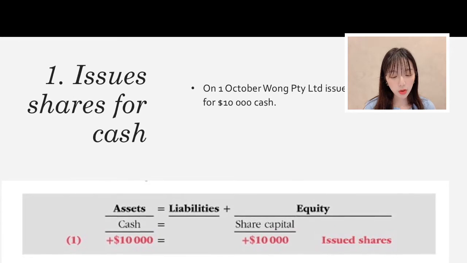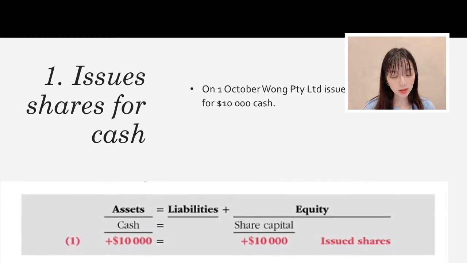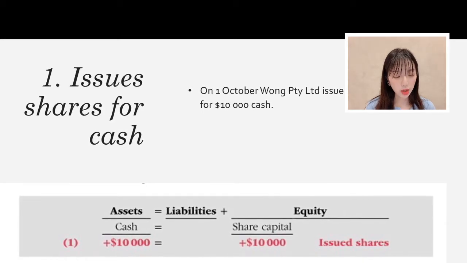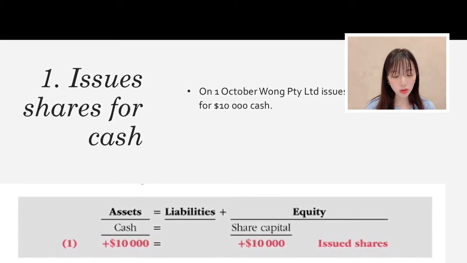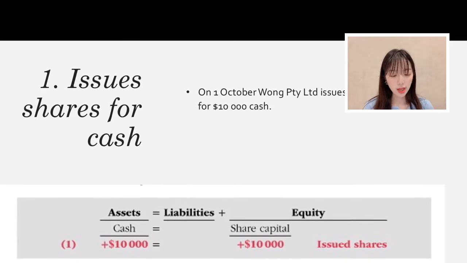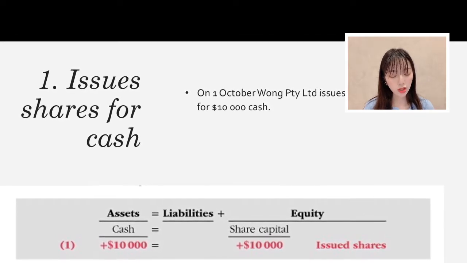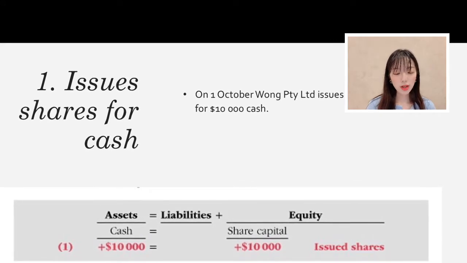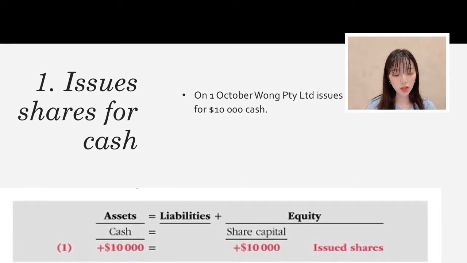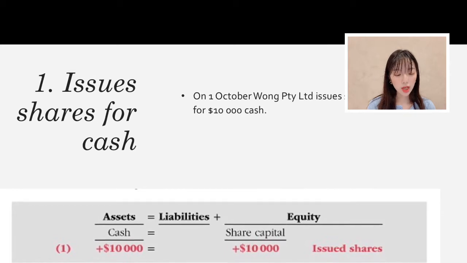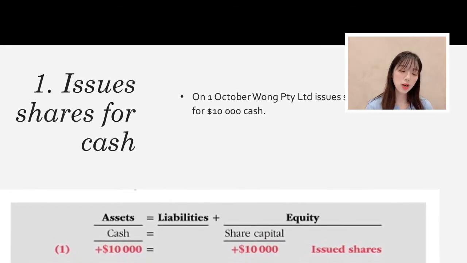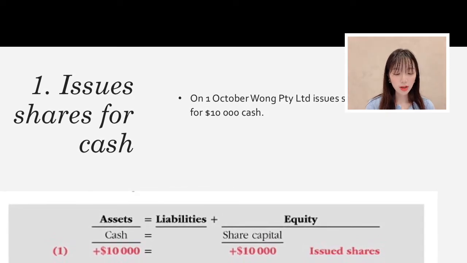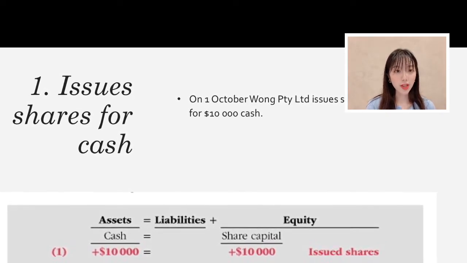The equation is in balance. The source of each change to equity is noted to the right of the transaction. In this case, the source of the change was a share issue. Keeping track of the source of each change in equity is essential for later accounting activities, and in particular, the calculation of profit.